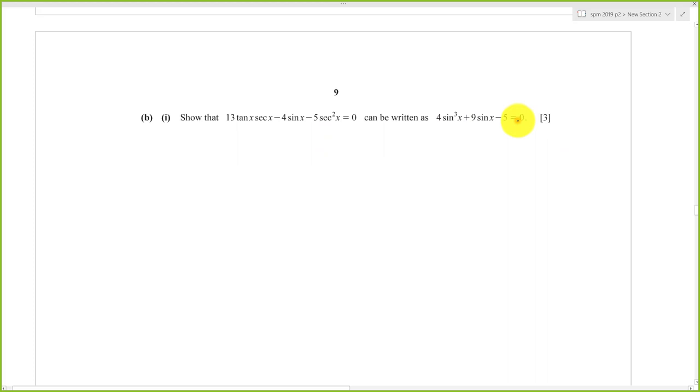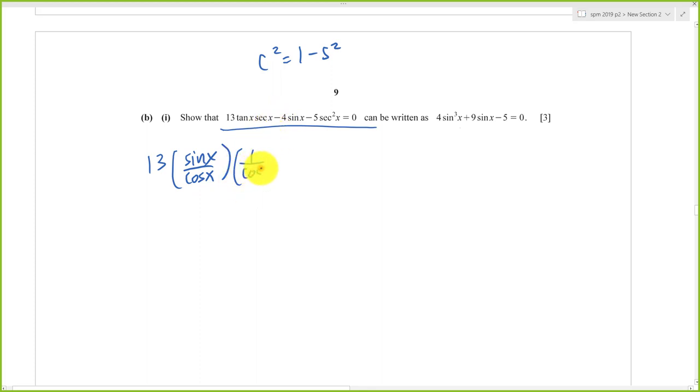Okay, so first thing is show that this one equals 0 can be written like this. So okay, first thing we need to analyze, this is everything in terms of sine. Here we have some tangent, we have some secant and secant squared. So my objective right now, when I see an equation like this, I change everything into sine and cos. Why? Because even though you have the cos, you still can do cos squared equals to 1 minus sine squared. You still can change it back to the sine. Okay, so tangent is sine x over cos x. Secant is 1 over cos x, minus 4 sine x, minus secant squared x equals 0.